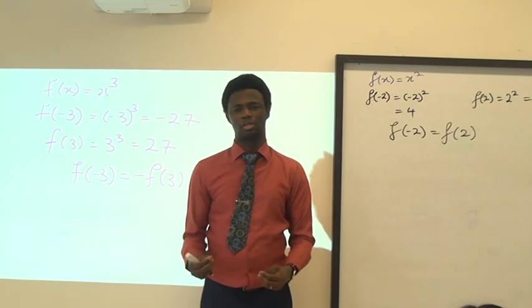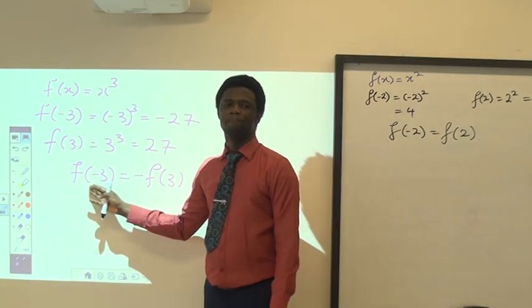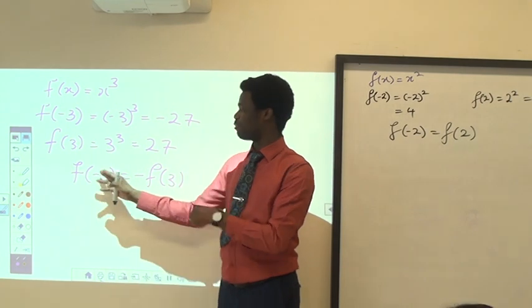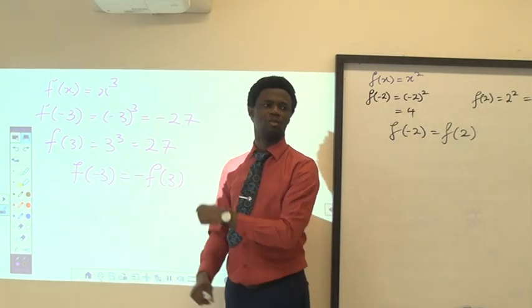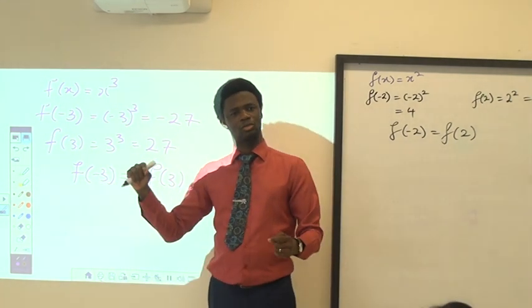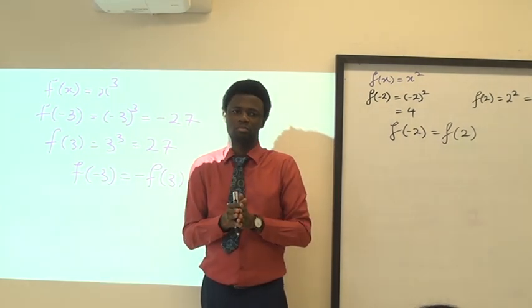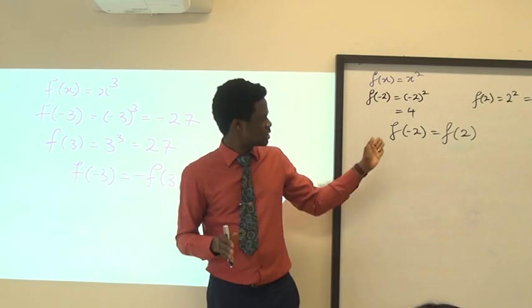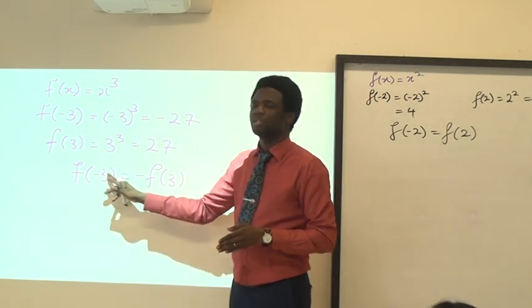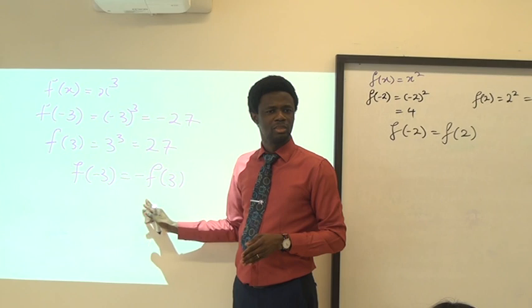But in the case of an odd function, f of negative x must be the negation of f of x. It's like the minus is out. But here, the minus is absorbed. Do you get that? The minus is absorbed within it. But here, the minus escaped eventually. Then this is an odd function.